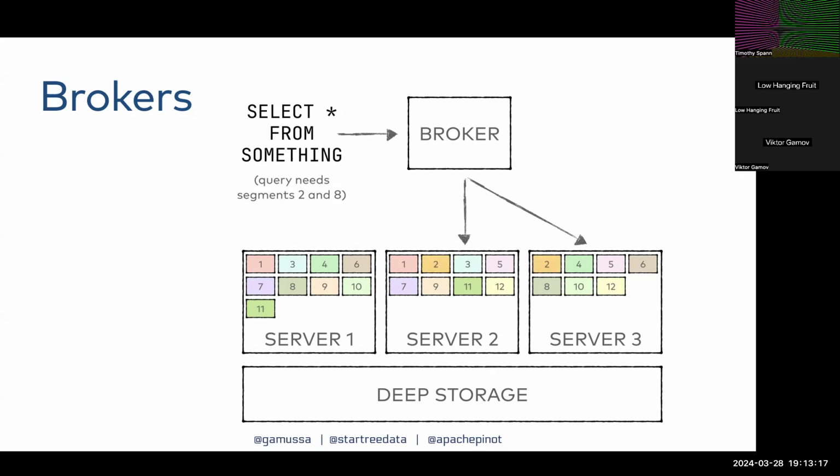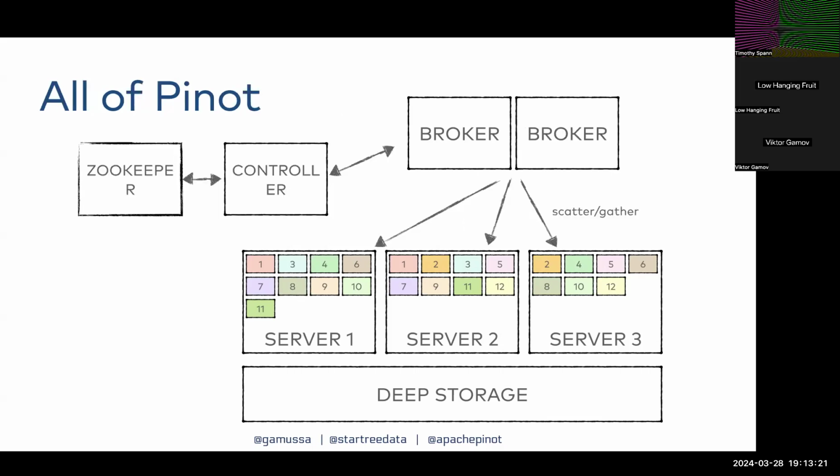And when we get the response back, the broker will collect this and send it back to our application. We use Zookeeper here to maintain the structure and know which server owns a particular segment. The segments can be stored inside the server disk, or they can be sent to deep storage.